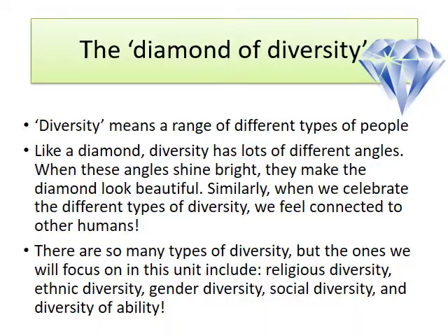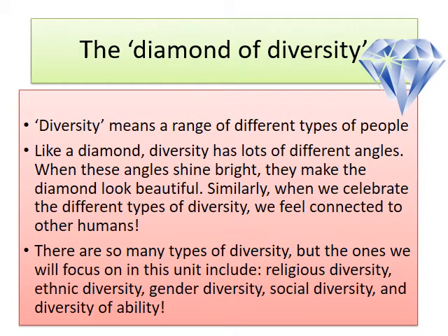So if you look up the definition of diversity on the internet, which hopefully you haven't done yet, diversity means a range of different types of something. So when we're talking about people, it's a range of different types of people. So like a diamond, diversity has lots of different angles. And when these angles shine brightly, they make the diamond look beautiful. That's why when people try and work out if a diamond is real or not, they shine it in different angles under the light. So similarly, when we celebrate the different types of diversity amongst people, we can feel connected to other humans. And this is why it's really important to celebrate diversity.